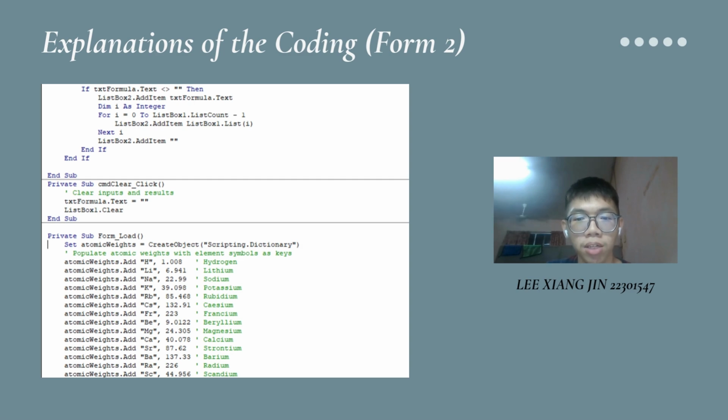It will also allow the user to clear the input field and reset the list of results for new calculations. Then it will create and populate the atomic weights dictionary with the atomic weights of various elements in the periodic table. For this batch of code, it will add.